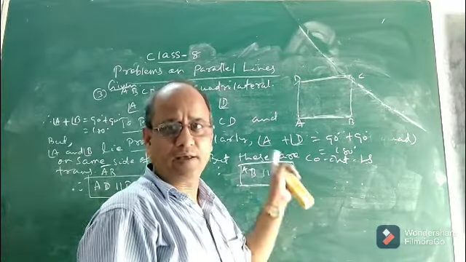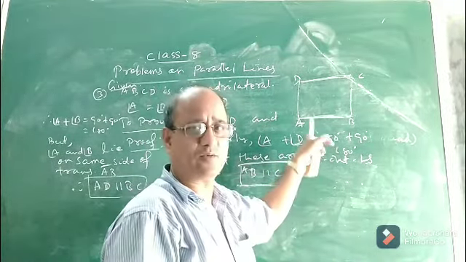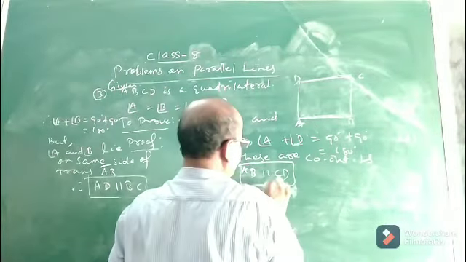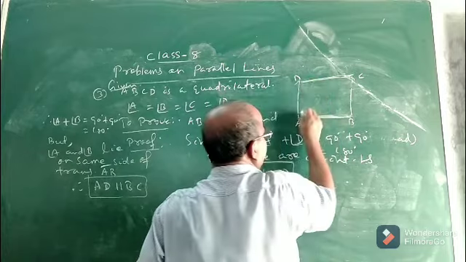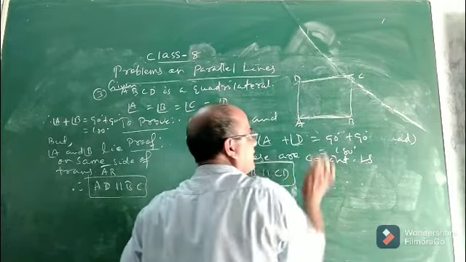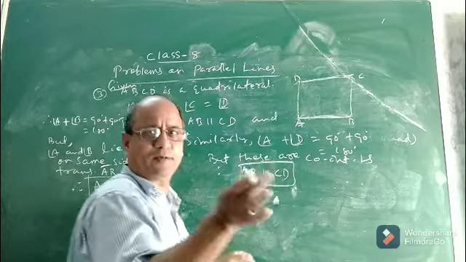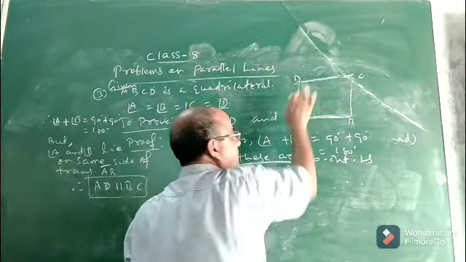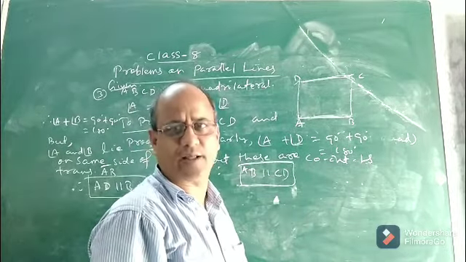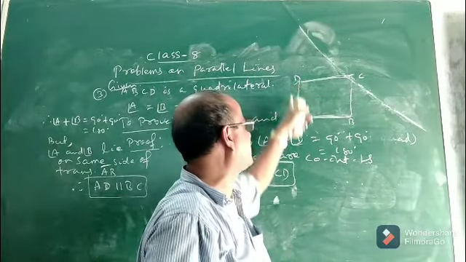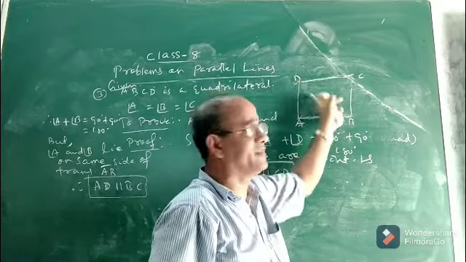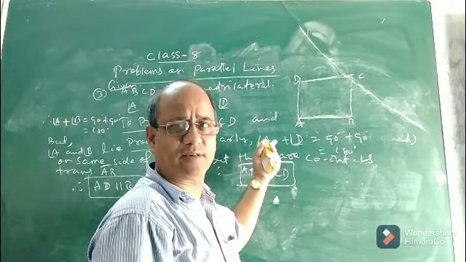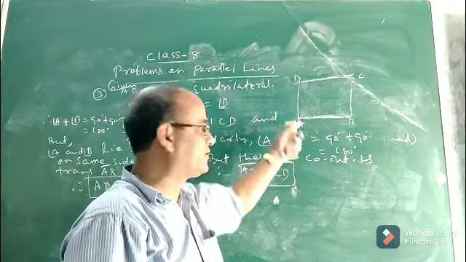Because we know that if a pair of co-interior or consecutive interior angles is 180 degrees, then the lines are parallel. Similarly, to show AB parallel to CD, you can take angle A plus angle D or angle B plus angle C. Angle A plus angle D is also 90 plus 90, 180. So if A plus D is 180, but they form a pair of what angles? They form a pair of consecutive interior angles, or they lie on the same side of the transversal AD. So definitely AB and CD will be parallel. So in this way, you can prove that if each angle of a quadrilateral is equal, then both pairs of opposite sides are parallel.